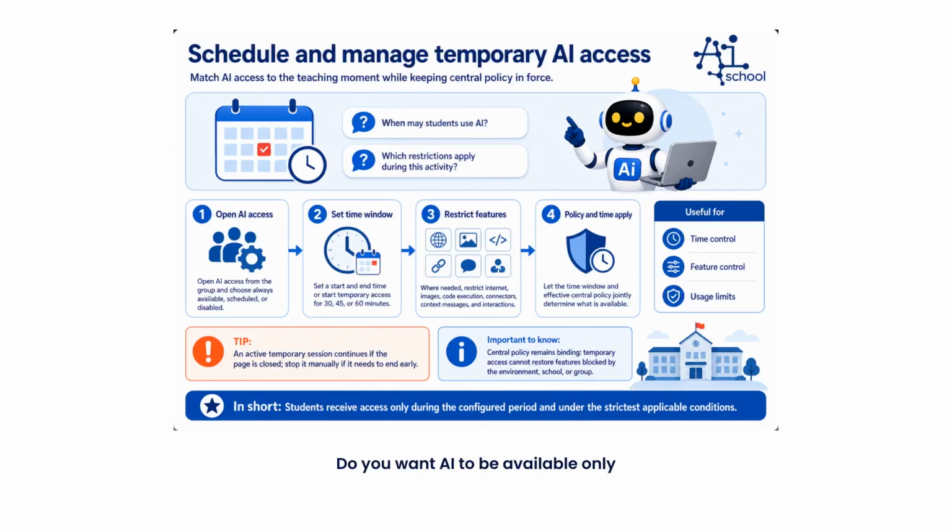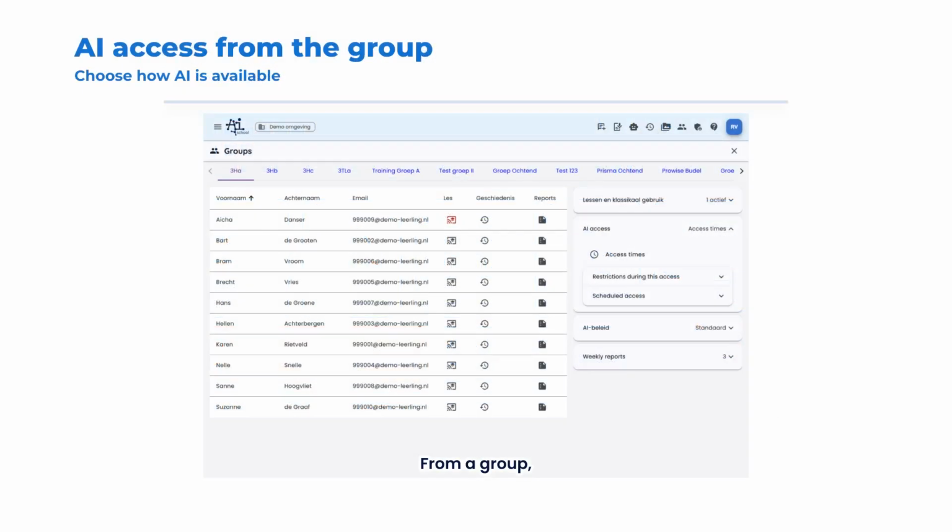Do you want AI to be available only when it fits a lesson or another supervised activity? From a group, you can determine when students have access and which additional restrictions apply, while the central AI policy always remains in force. From a group, open AI Access. Here you choose whether AI is always available, accessible only during a scheduled window, or fully disabled. This first determines when students are allowed to use AI.